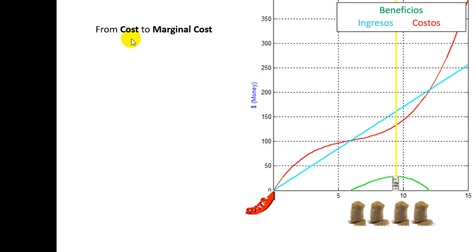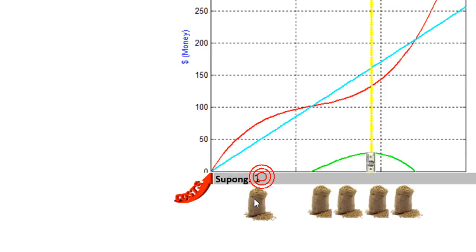Hello, in this video we are going to go from cost to marginal cost. In the previous video we have seen that the shape of the cost function is like this, and if we assume that this is one unit of production, then this value is what we define as marginal cost. So this is the marginal cost in 0, in this point.